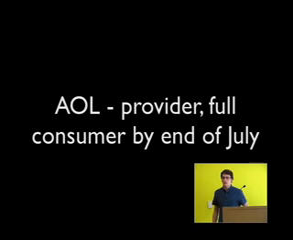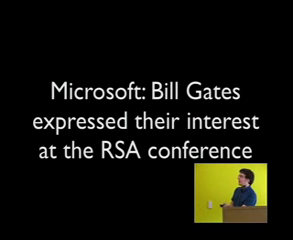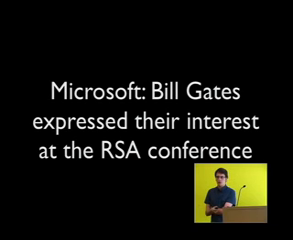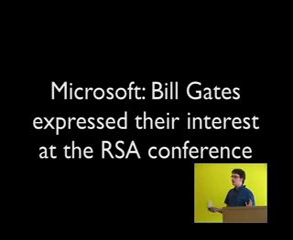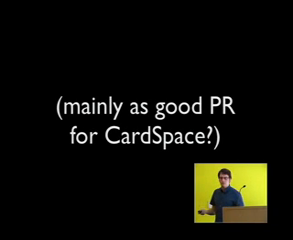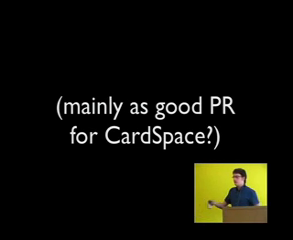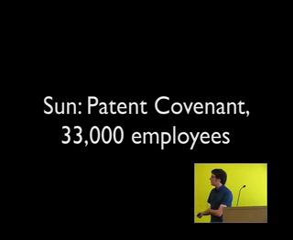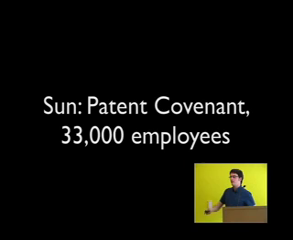On the Microsoft front, Bill Gates expressed Microsoft's interest at the RSA conference, again, a few months ago. And unfortunately, I haven't really found anyone who understands quite what that means. As far as we can tell, it's mainly as good PR for their CardSpace thing. He could say, Microsoft really like OpenID, and with the addition of CardSpace, it'll be secure from phishing. But at least they've shown interest. I mentioned Sun Microsystems, who have this patent covenant, and they have 33,000 employees who have Sun-only OpenIDs. So they're already pushing the boundaries on what it means to have an OpenID.